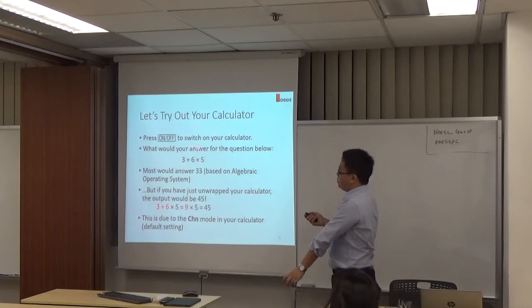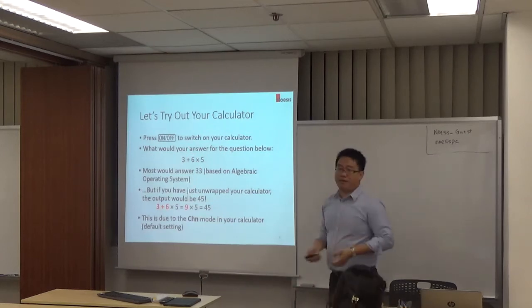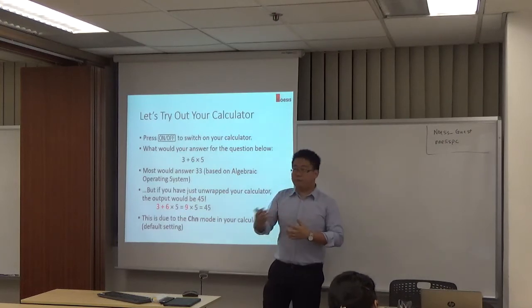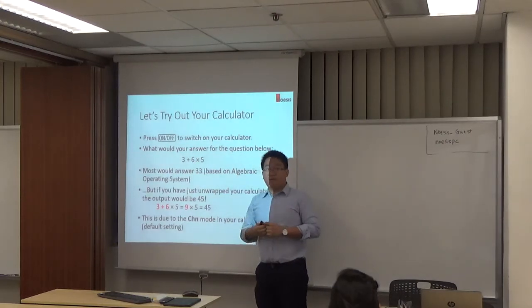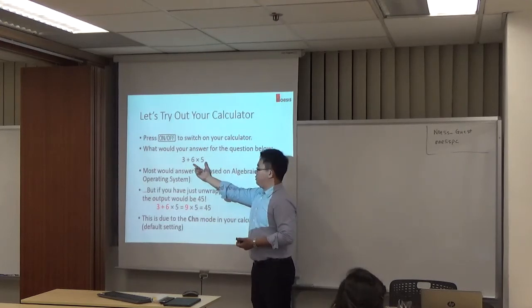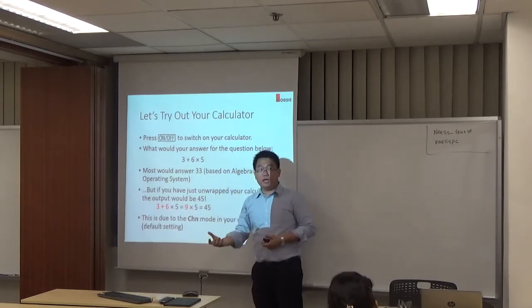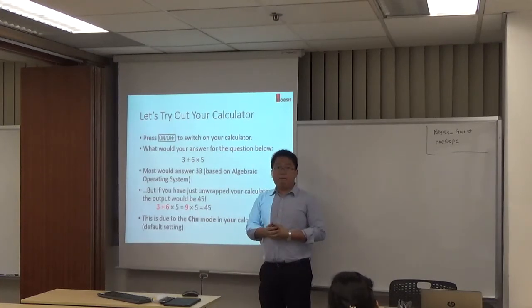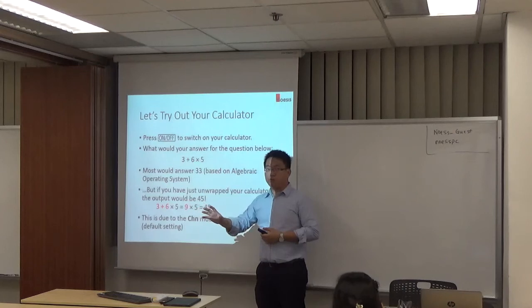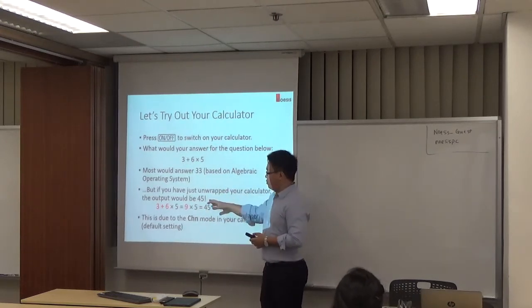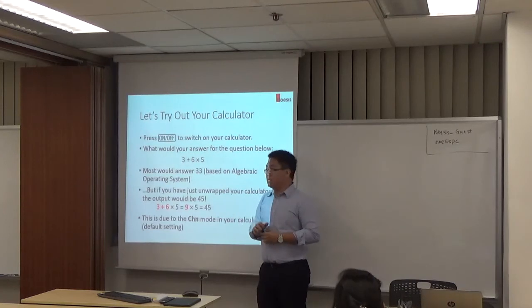Let's say when you try to answer questions like 3 plus 6 times 5, most of us normally try to do multiplication and division first before we do addition and subtraction. So of course, most of you will take 6 times 5, that's 30. 30 plus 3, that's 33. Most of us will say it's 33. But if your calculator is brand new and you try to enter 3 plus 6 times 5, it will give you 45. That will be your answer.